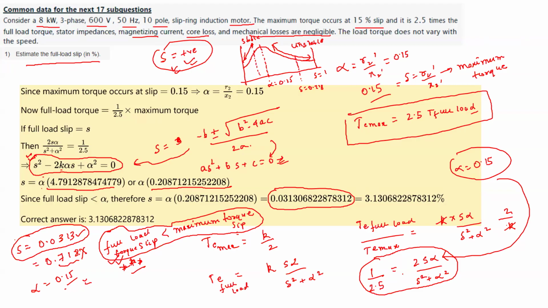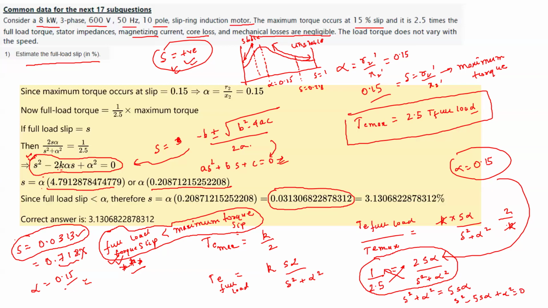Okay. So after that, what you do is you cross multiply this. So what you will be left with is s square plus alpha square equal to 5s alpha. This 2.5. So this is s square minus 5s alpha plus alpha square equal to 0.